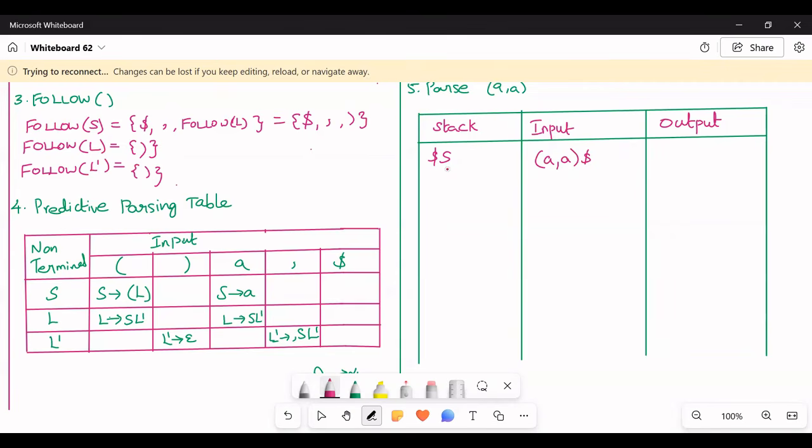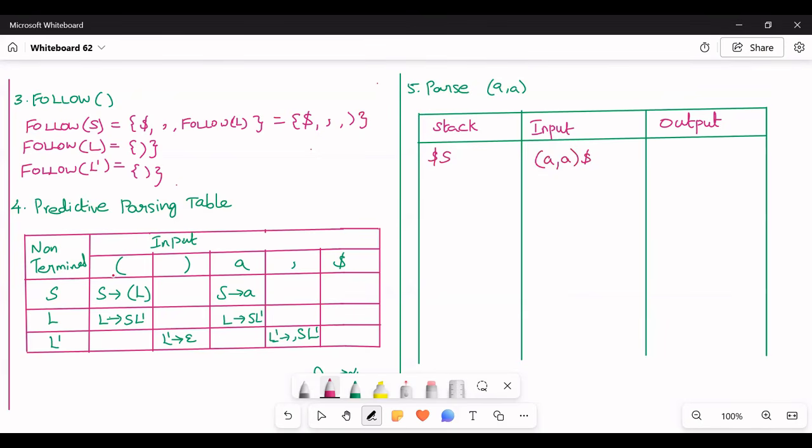Here again there are two cases. If the symbol on the top of the stack is a non-terminal, we have to refer to the table. So here the top of the stack is S and the current input symbol is left parenthesis.